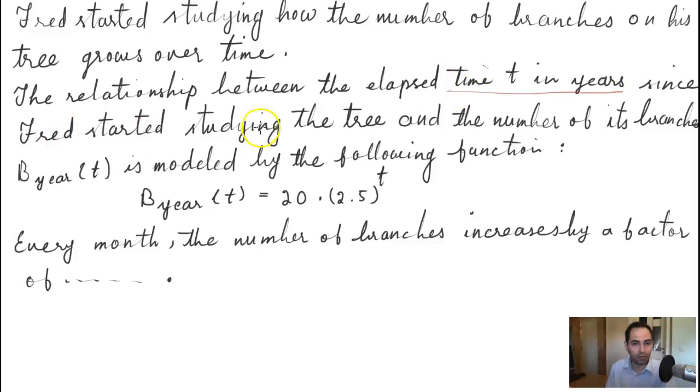Since Fred started studying the tree and the number of its branches, b of year of t, so it's the number of the branches of the tree, which is b of year of t, is modeled by the following function. So the function is b of year of t is equal to 20 times 2.5 raised to the power t.